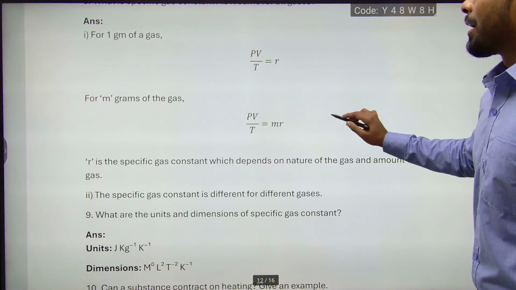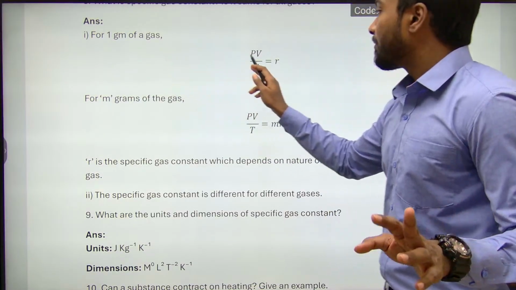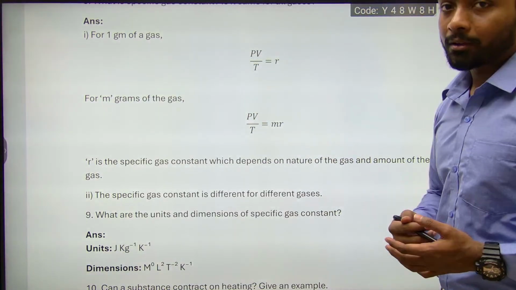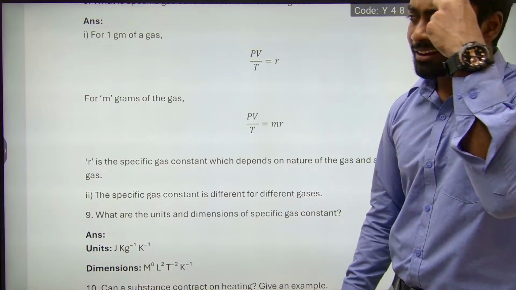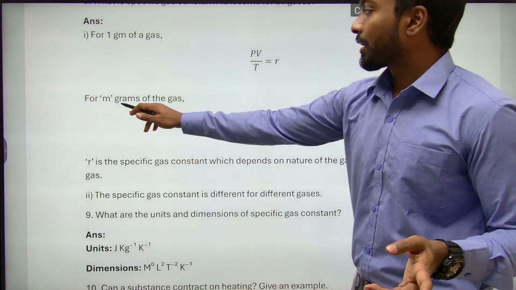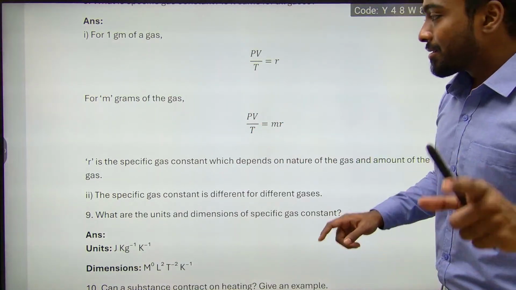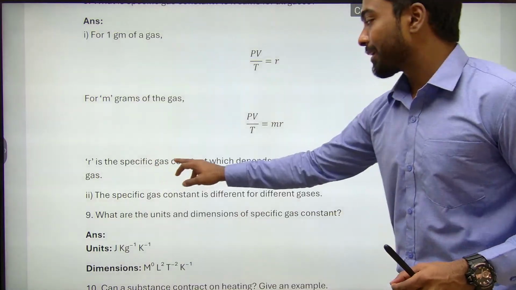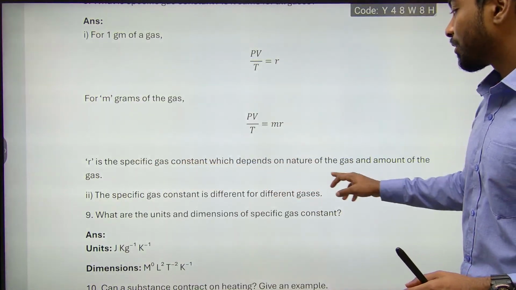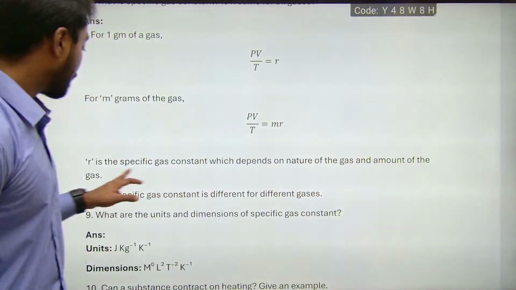So for 1 gram of gas, PV by T is equal to R. PV is equal to nRT, we are talking, right? So PV by T is equal to R, where for m grams of mass, PV by T is equal to mR. Here, what is R? It's the specific gas constant, which depends on the nature of the gas and the amount of the gas.